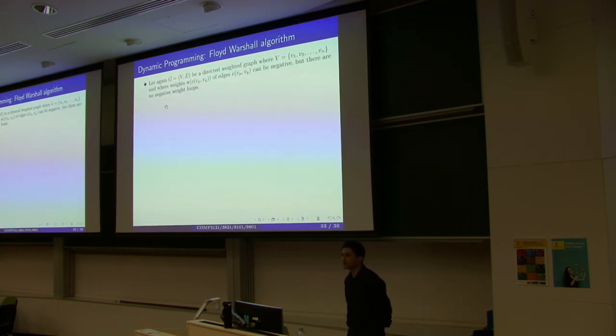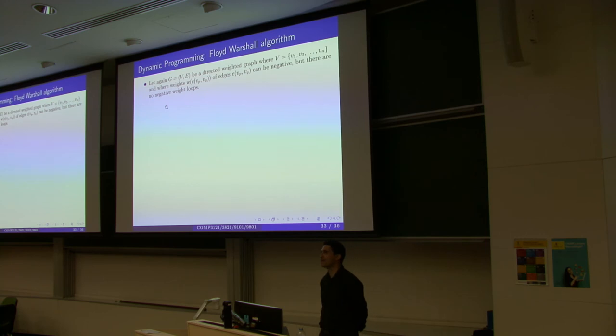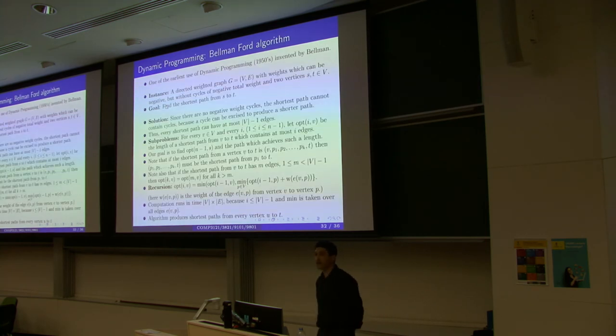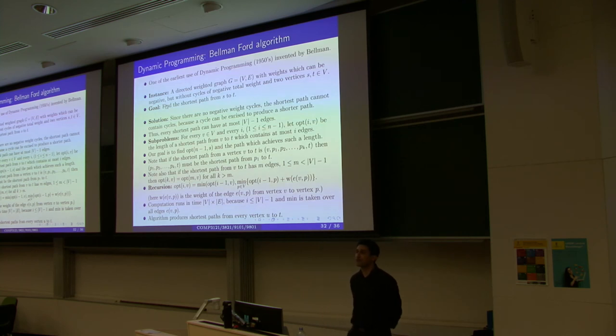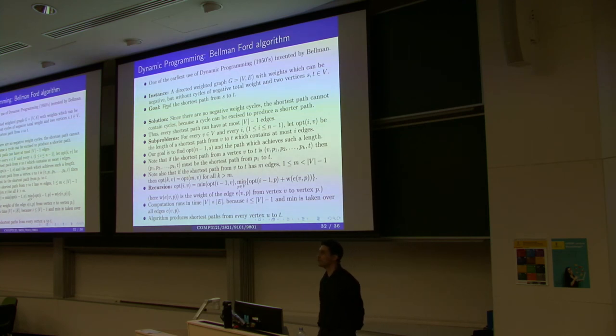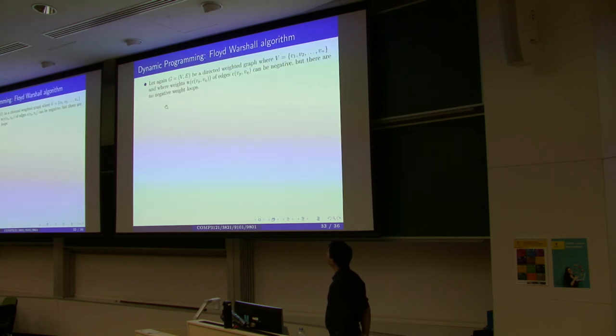We've looked at two different algorithms in this course now. Dijkstra's algorithm, which requires you to have non-negative weights. We also have Bellman-Ford's algorithm, which was one of the first dynamic programming formulations, which allows you to have some negative weights, and uses a dynamic programming formulation. And now we come to another shortest path algorithm, which is called the Floyd-Warshall algorithm.